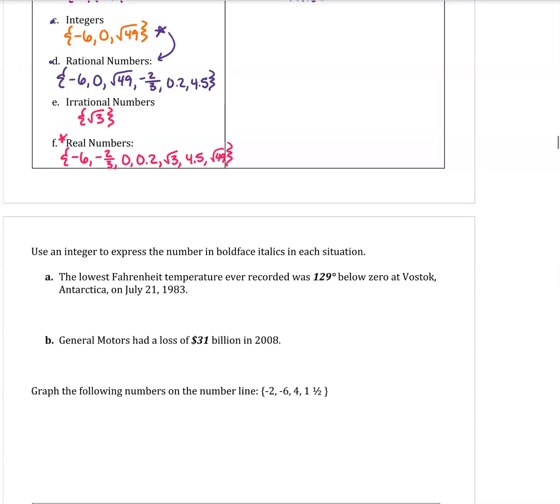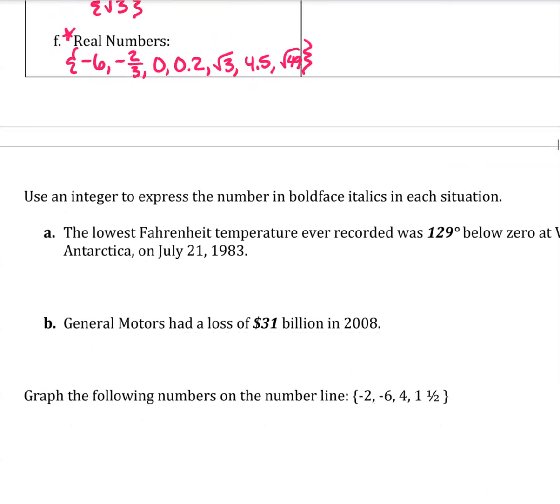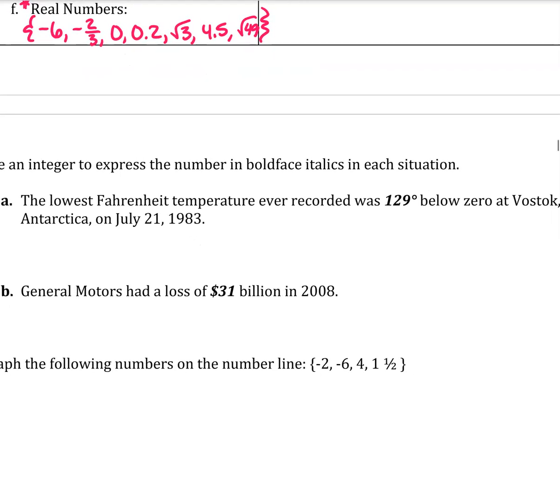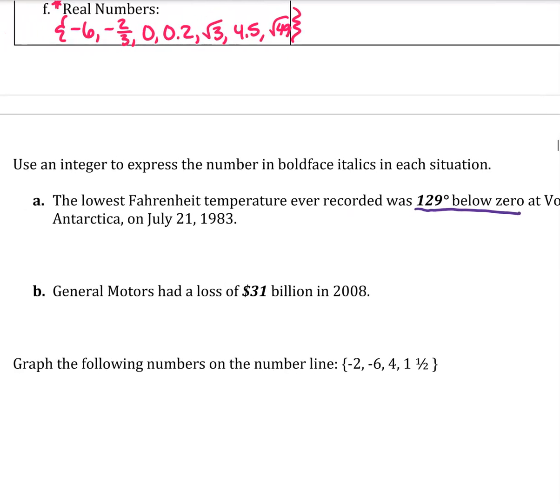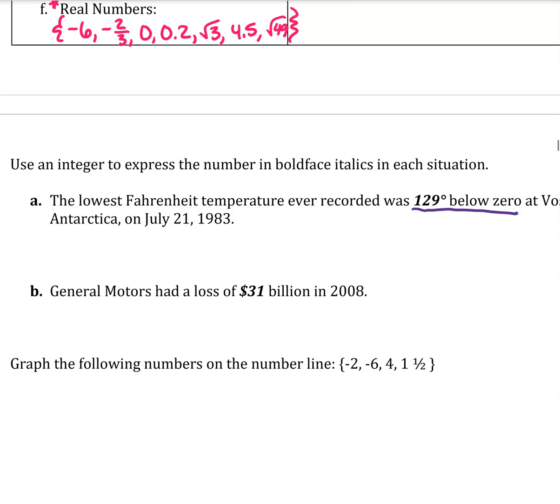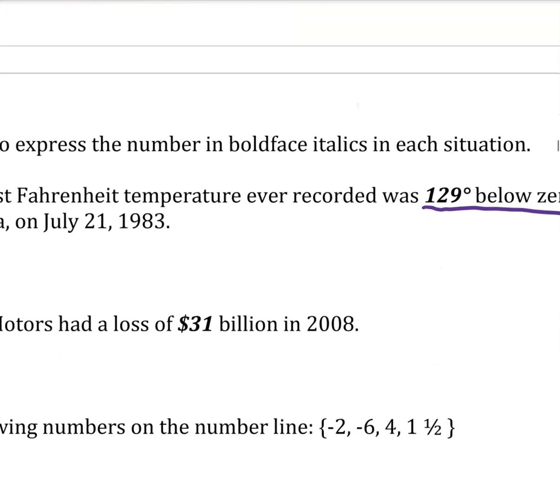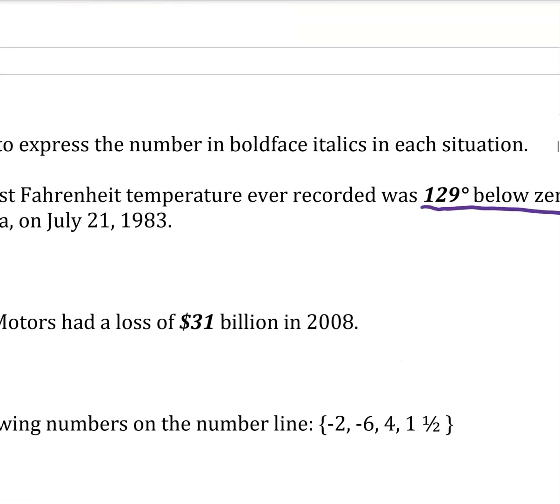Okay, we got a couple of ones like these. It wants you to just talk about what the number would look like if I just wrote it as one number. So part A says the lowest Fahrenheit temperature ever recorded was 129 degrees below zero at Vostok, Antarctica on July 21st, 1983. So let's see. If I want to put 129 below zero just as an integer, remember an integer can be positive or negative. Below zero, that is a negative, right? It's under zero. So I would put negative 129 to represent that number.